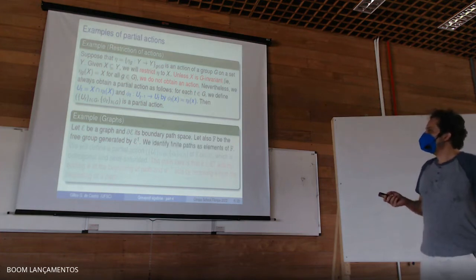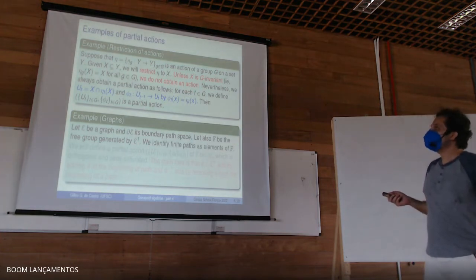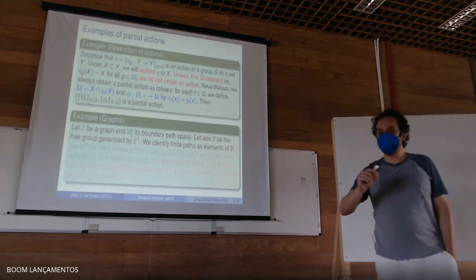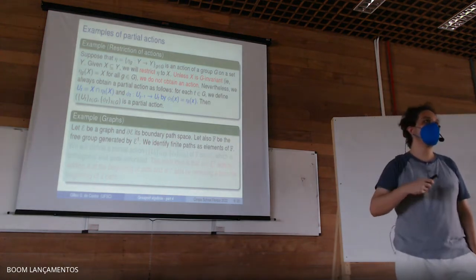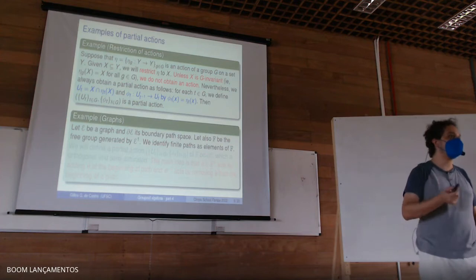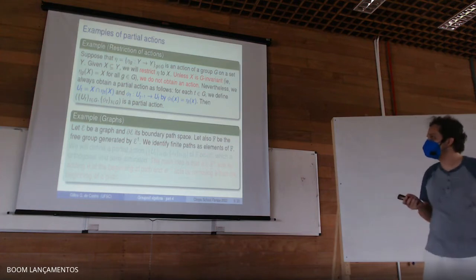So the first thing is that a path is just a sequence of edges. So this sequence of edges can be seen as a word. So it's going to be an element of the free group.